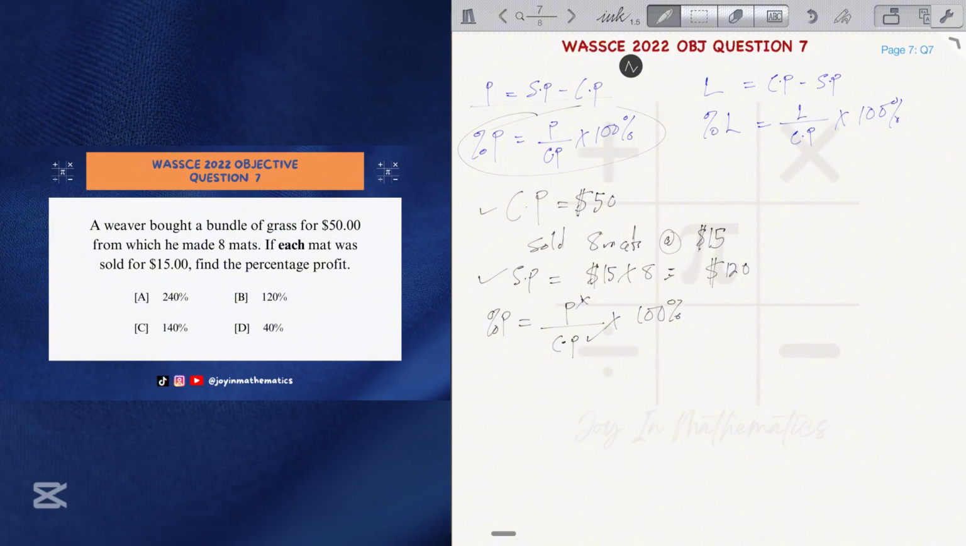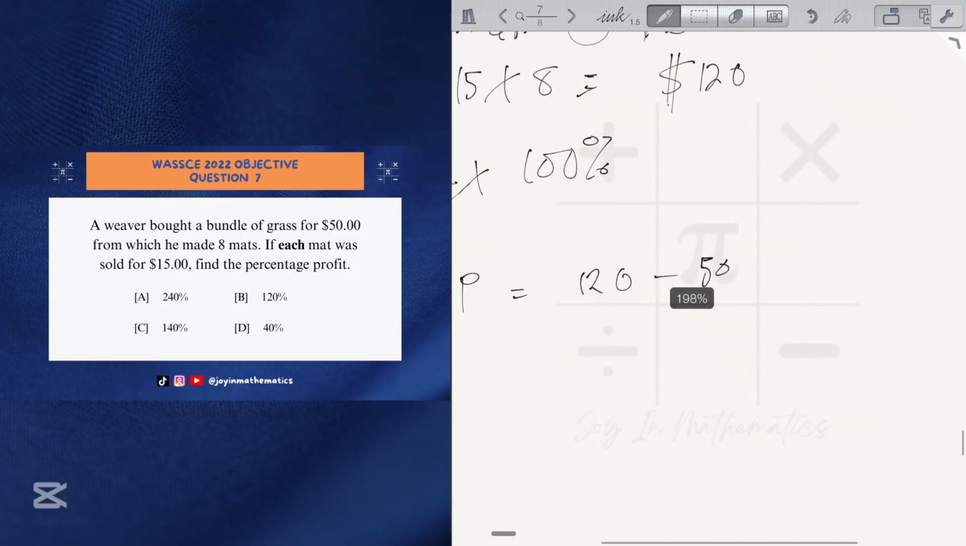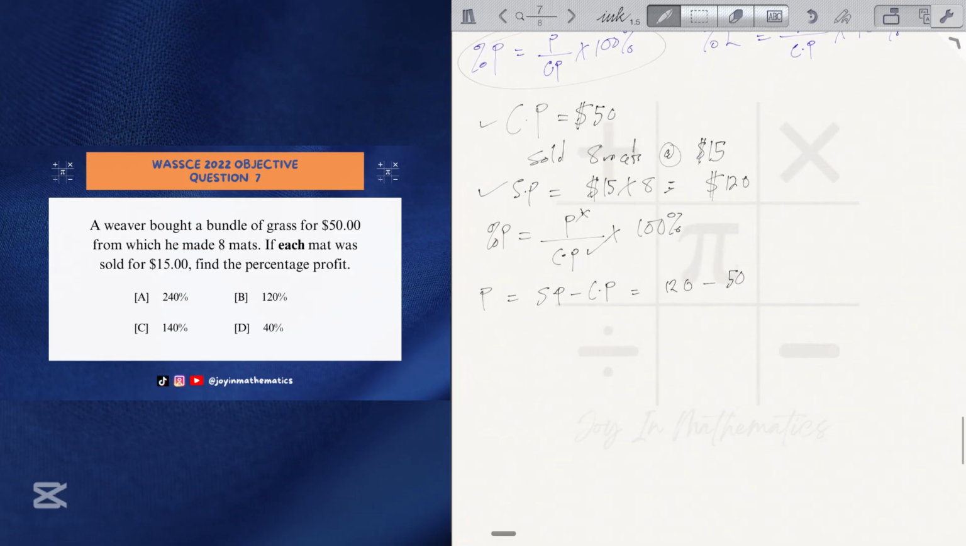The profit is equal to selling price minus cost price. The selling price is $120 and the cost price is $50. So in view of this will result in $70. So everything in dollars, and we'll have $70. Now once we have the profits, we can now evaluate the percentage profits, and the percentage profits will be profits divided by cost price multiplied by 100%.